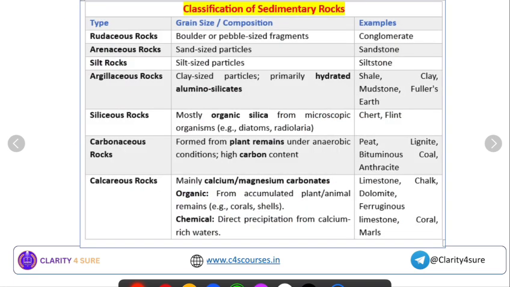Next is the classification of sedimentary rocks based on grain size and composition. First is rudaceous rock. If the fragments are boulder and pebble size, then it is called a rudaceous rock. Example is conglomerate. When the size of those particles is sand size, then it is called arenaceous. If they are silt size, then it is called silt rock.